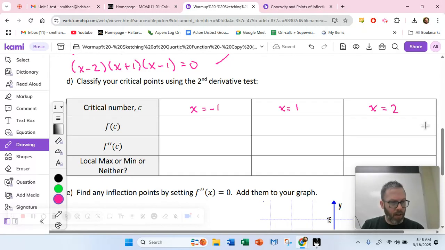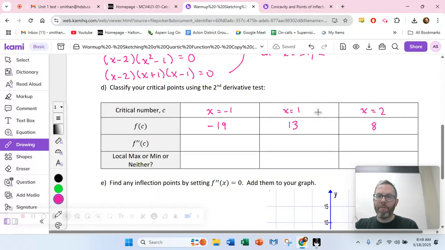3 plus 8 minus 6 minus 24. I do my y values first: -5, -11, 13. For 2, that's 48 minus 64 minus 24 plus 48, which is 8. So I got 3 critical points: (-1, -19), (1, 13), and (2, 8).